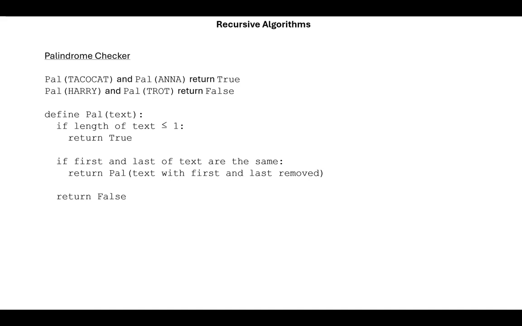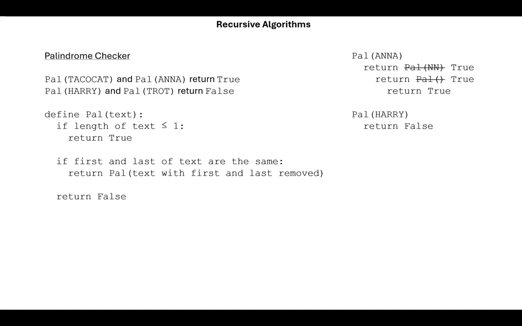Let's have a look at how this works. When we call PAL on Anna, it calls PAL of NN since A is the same as A, which calls PAL on an empty string, which returns true back up the call stack. We get true overall. When we call PAL of Harry, this just returns false straight away.